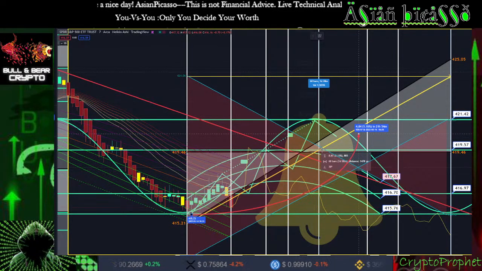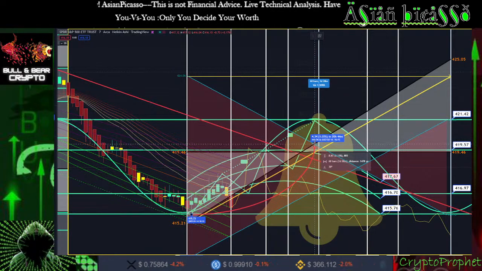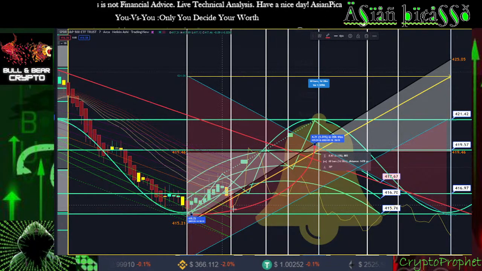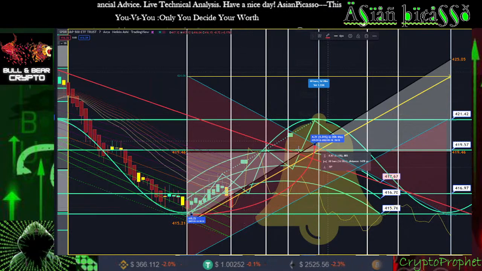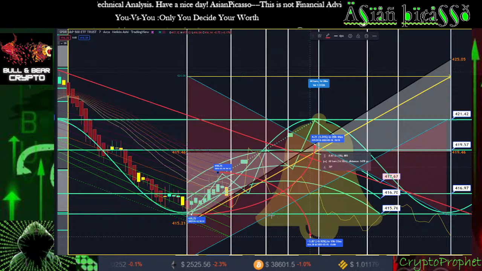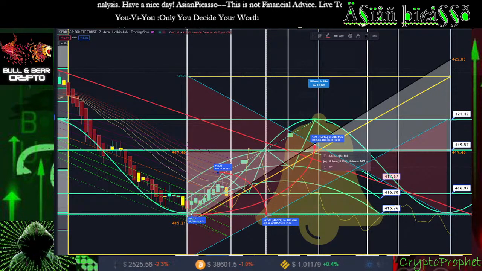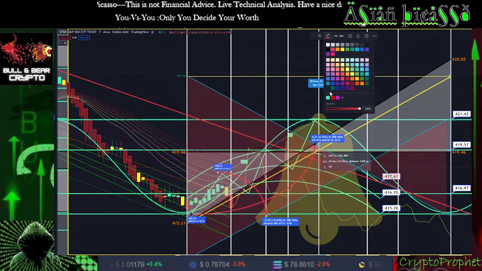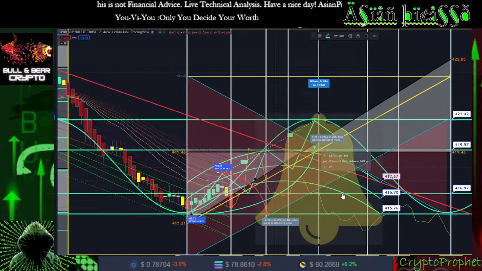So if you know that your target is to this level, midline of this channel, if this falls below here, that means your upwards trend is no longer going to happen. It means you are going to retest for support at this lower trend line. So your green trend line up here, and your red trend line right there.